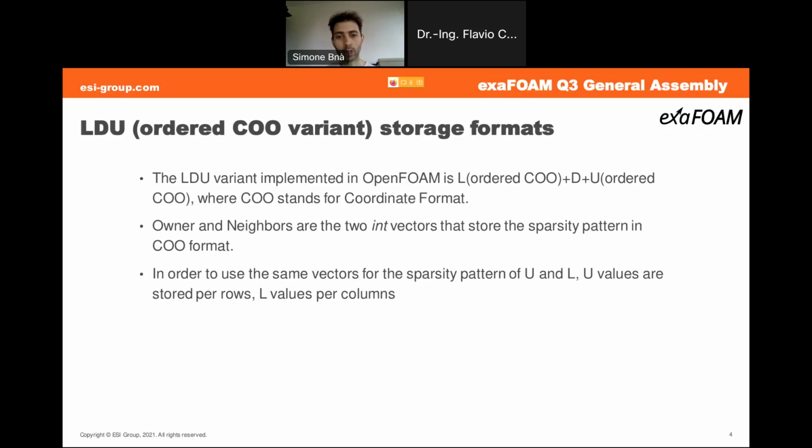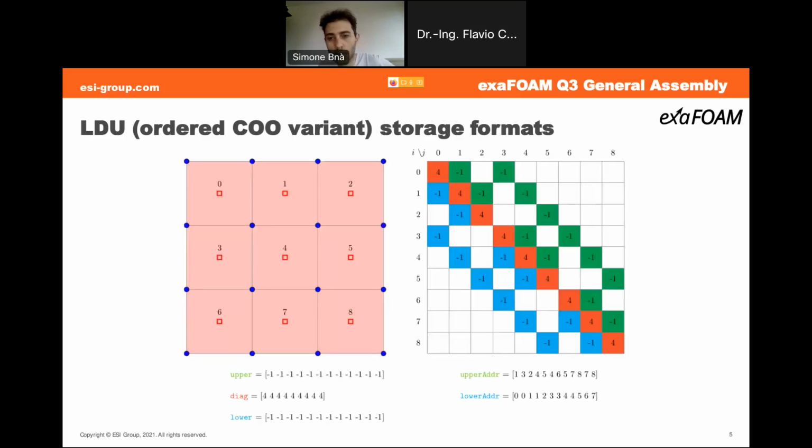Since we want to use the same sparsity pattern for U and L, the U values are stored per rows and the L values are stored per columns. Using this very nice strategy, we need to store the COO format only for the upper triangular matrix. This is an example of a 2D representation of a Laplace operator over a stencil using finite difference. It's a very simple example, but here I'm going to show that in order to represent this matrix using the LDU ordered COO variant of OpenFOAM, we need basically 5 arrays.